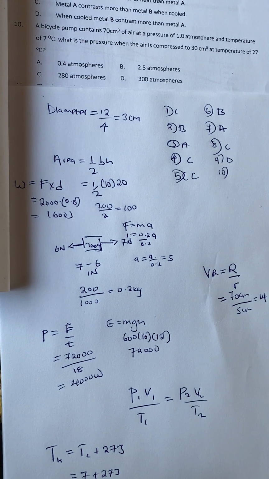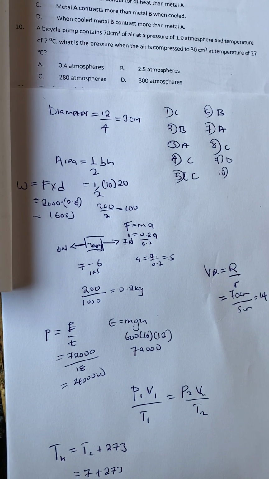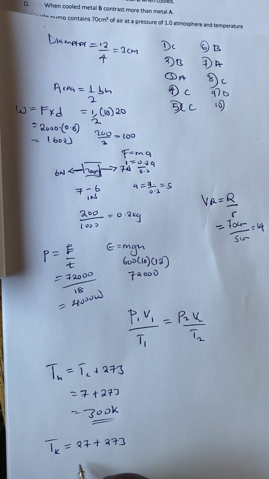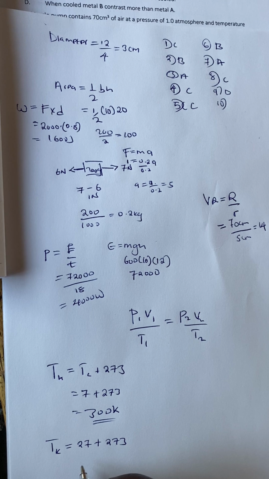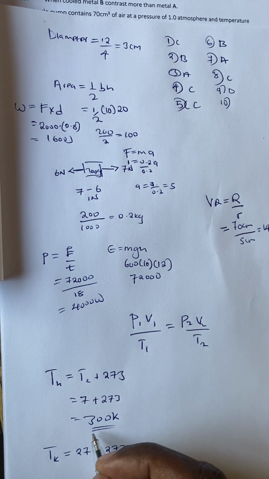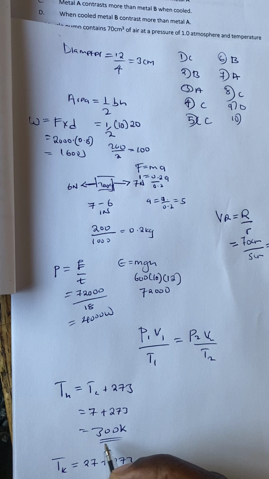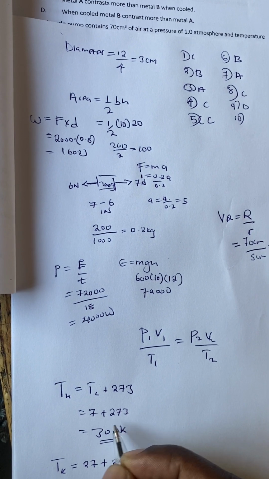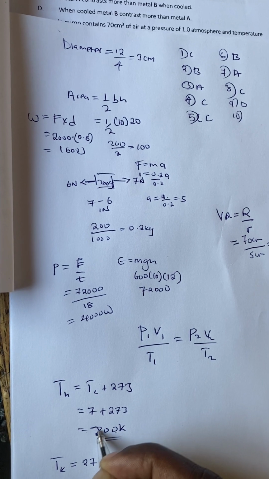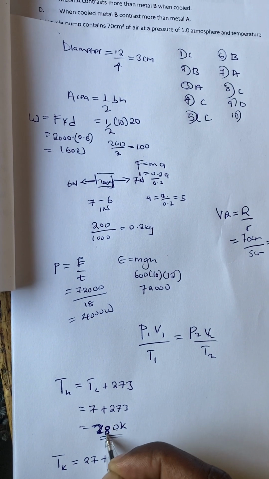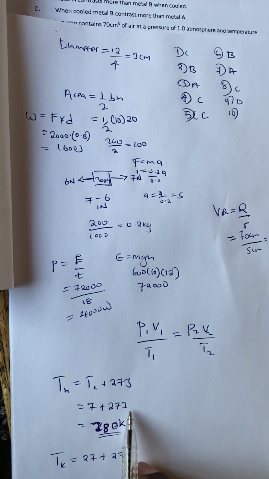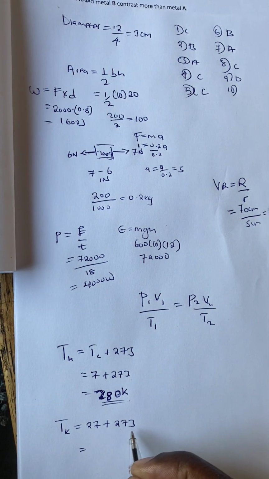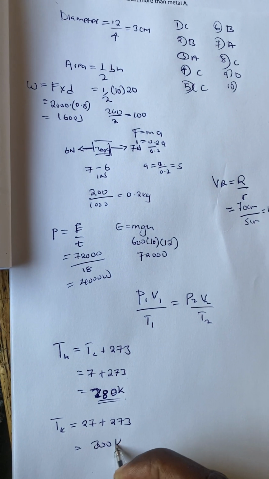27 degrees Celsius. So I'll say 27 plus 273. Sorry, I made a mistake. I think it's supposed to be 280 here. 280. Then for this one, 27 plus 273, I'll simply get 300 K.